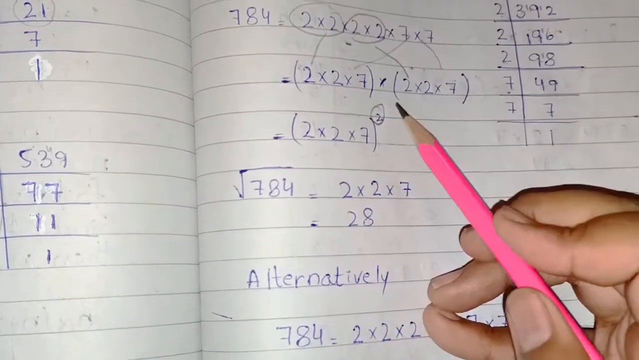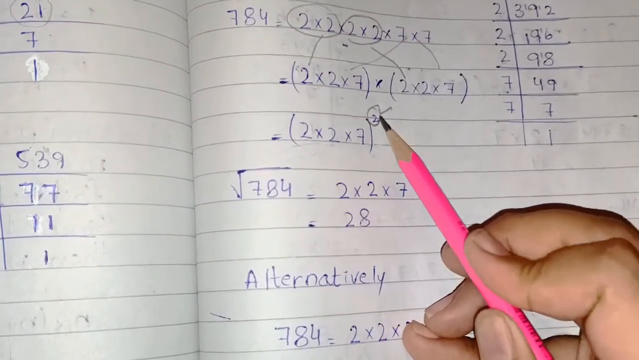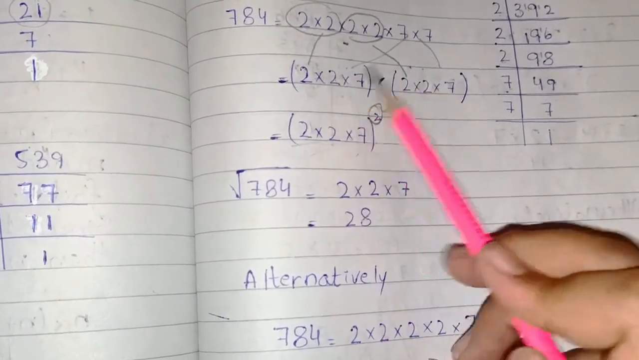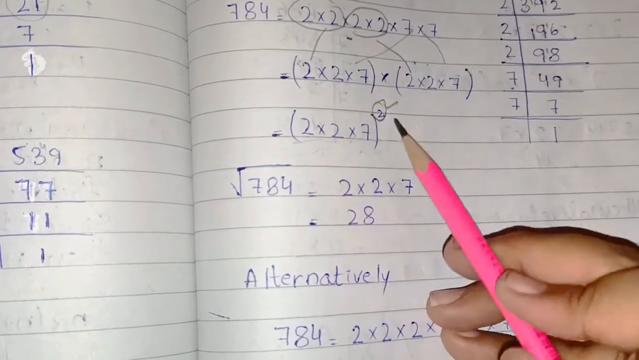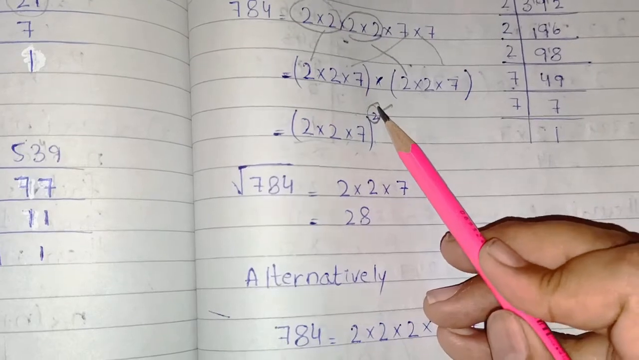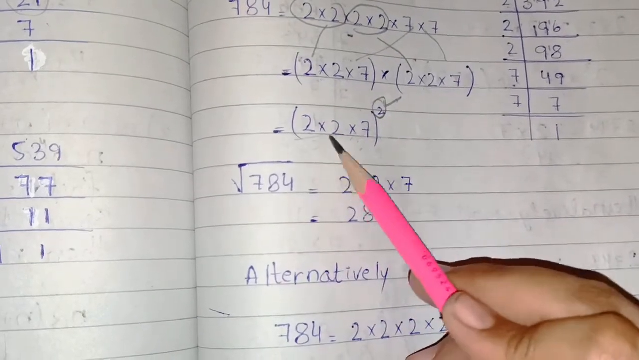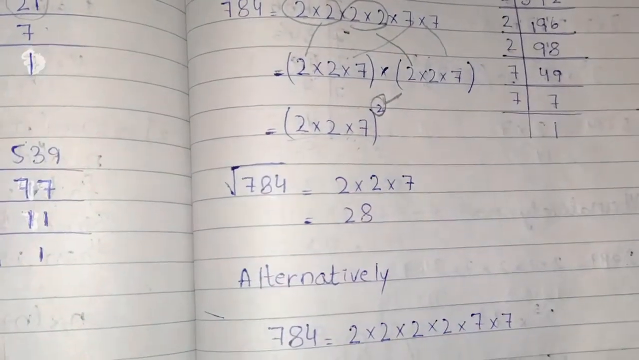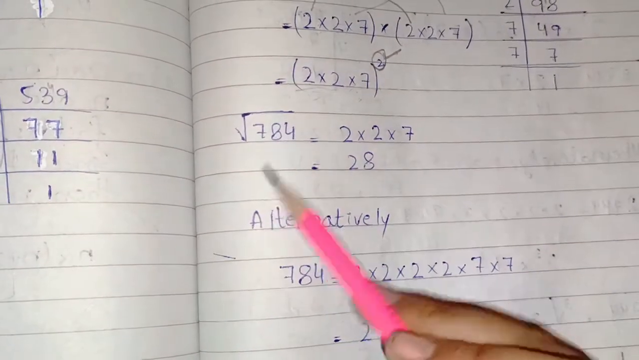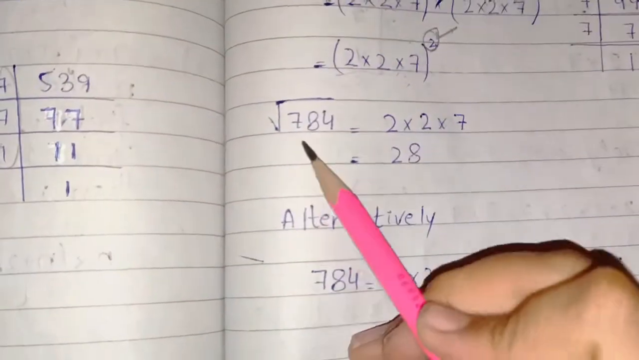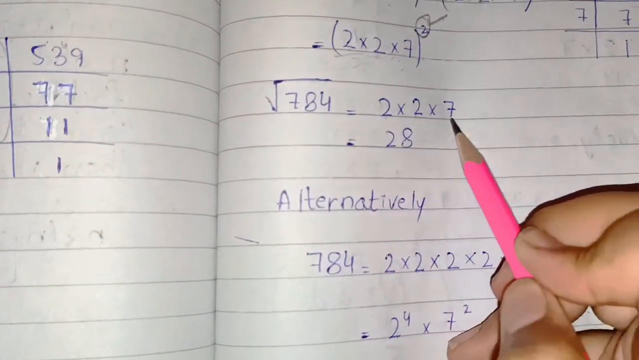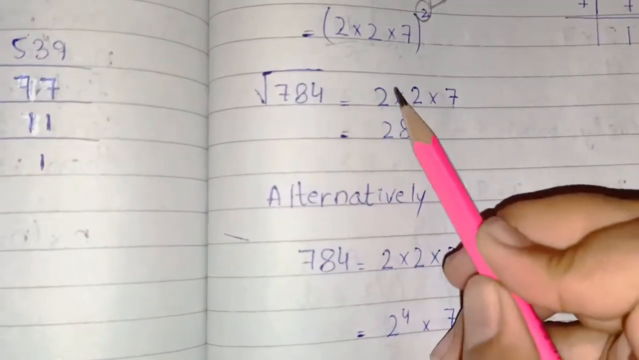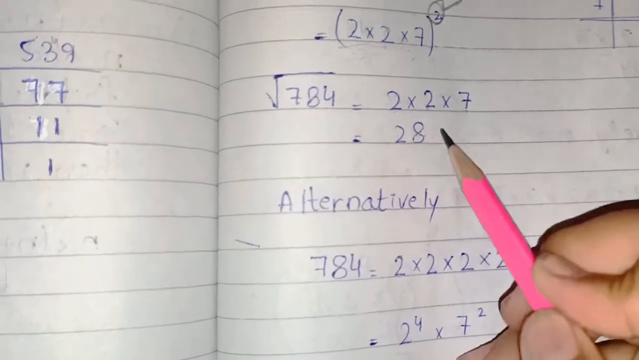A square means we have the double of this value. As you can see, we have two values, so instead of writing these two values we just write square. It means we have the same value twice. So the square root of 784 is 2 multiplied by 7, and the answer is 28. 2 twos are 4, 4 sevens are 28.